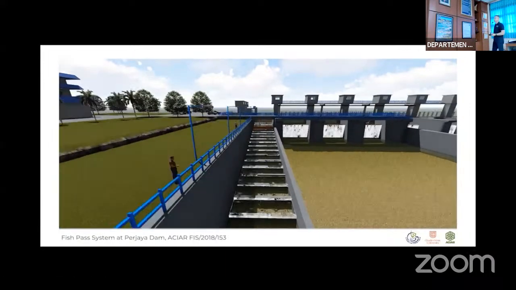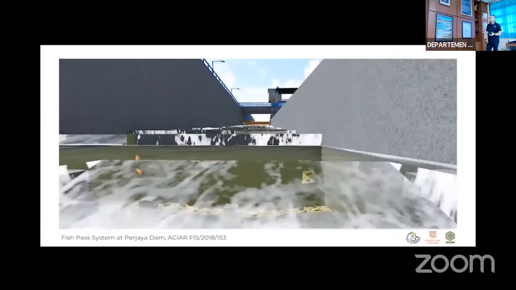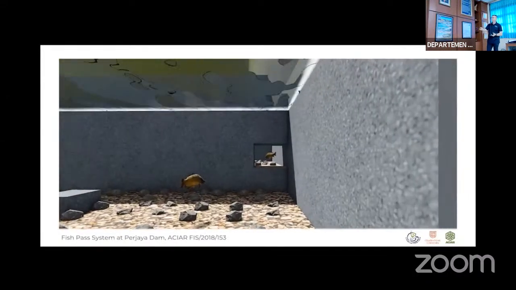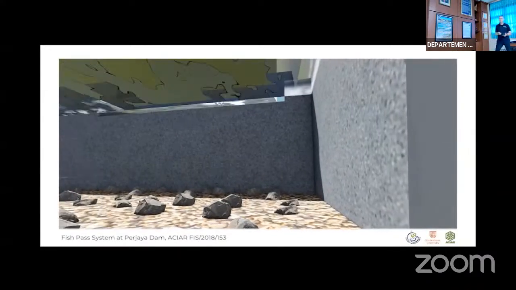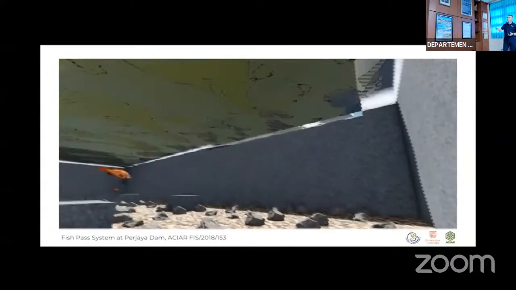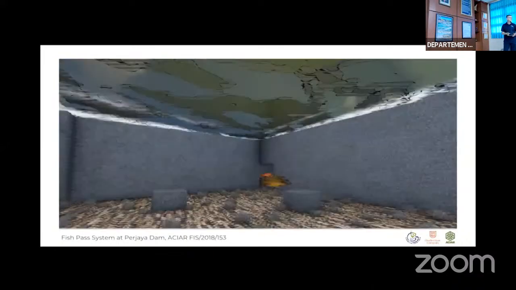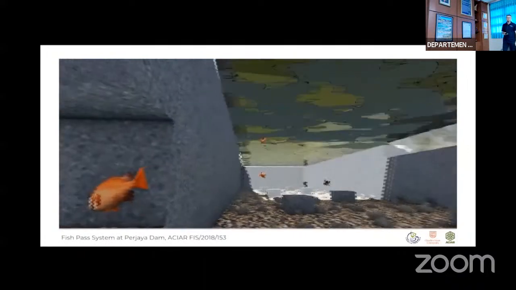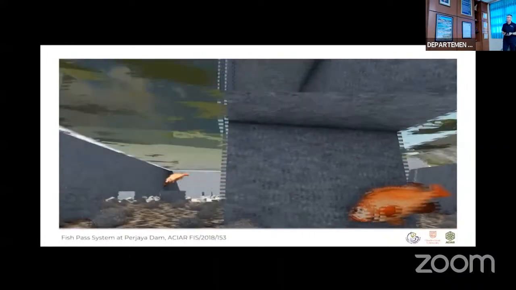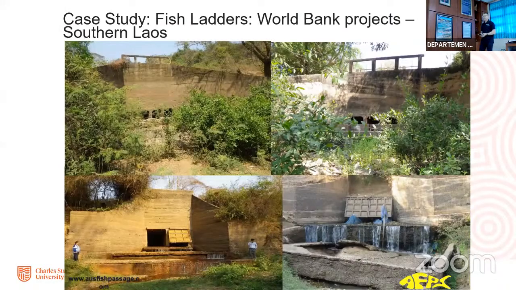Here we go. So this is the fish ladder at Pajau Dam. It has what we call an orifice that the fish can swim through. And it also has a notch at the top that the surface fish can swim through. So the fish ladder has actually been designed for bottom fish and for surface fish. It's not working very well, is it? No. Yeah, maybe we can move on.